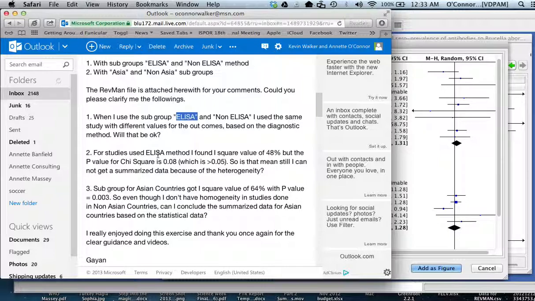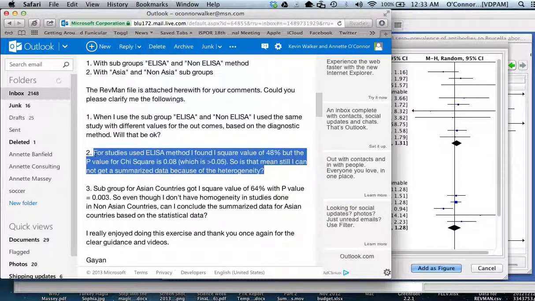For studies that used the ELISA method, I found the I-squared was 4.8 and the p-value was 0.08. I think that we've answered that question, so I'm feeling that we probably don't need to touch on that. I think we've covered that.